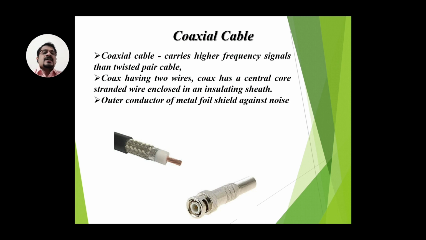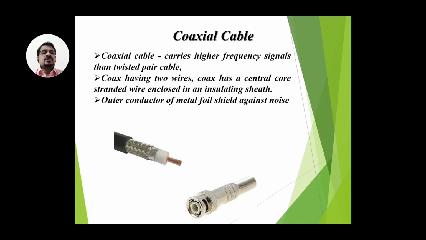So this coax cable has two wires. One is a central core, which is a standard wire enclosed in an insulating shell. The outer conductor is a metal foil, which is a shield against noise. So here the noise interference is going to be drastically reduced when compared to twisted pair cables.